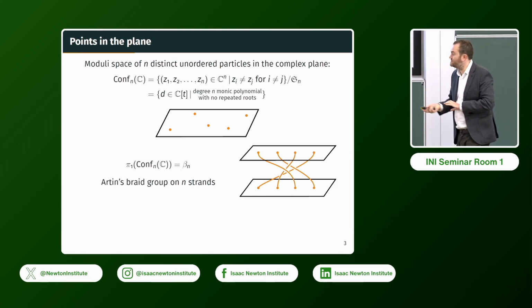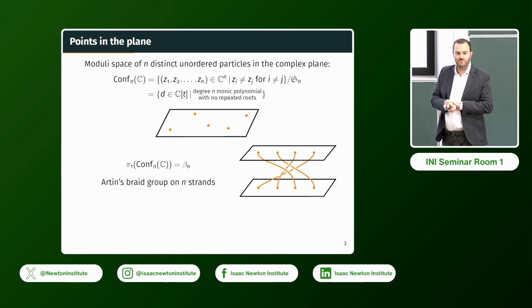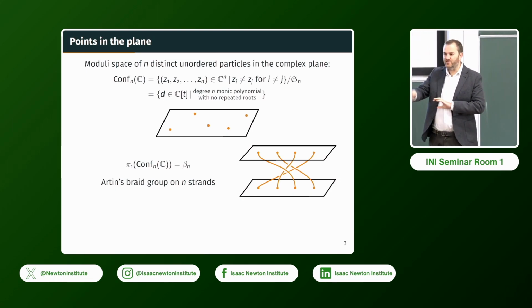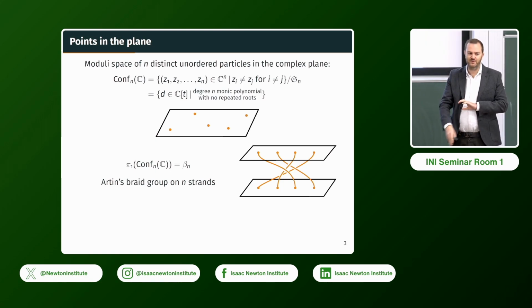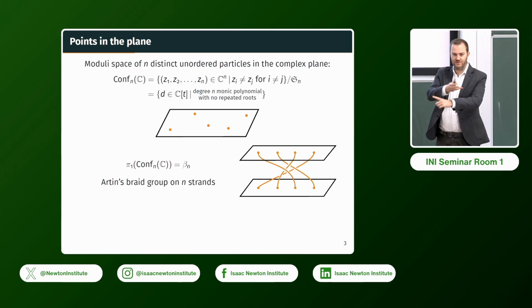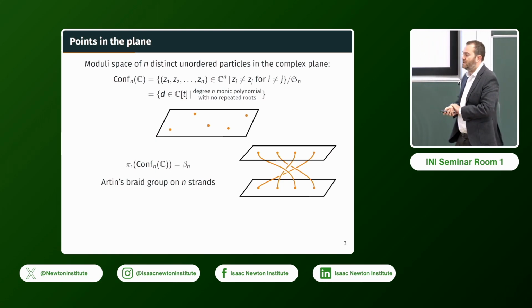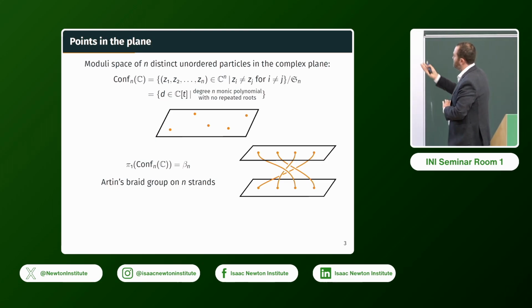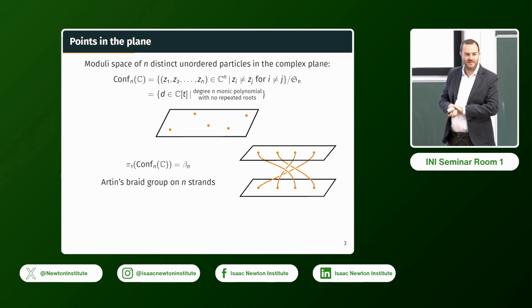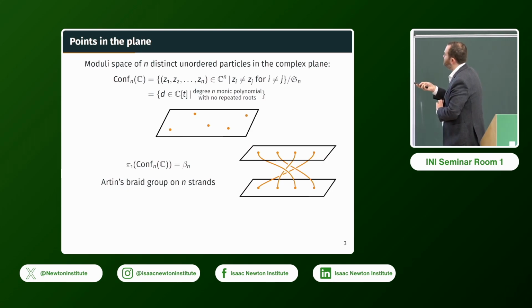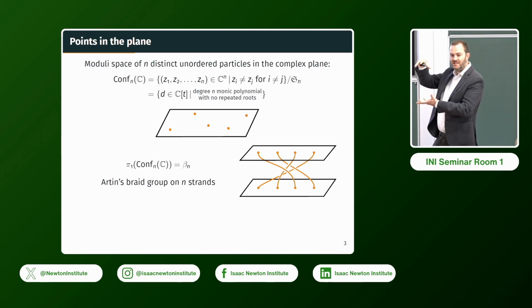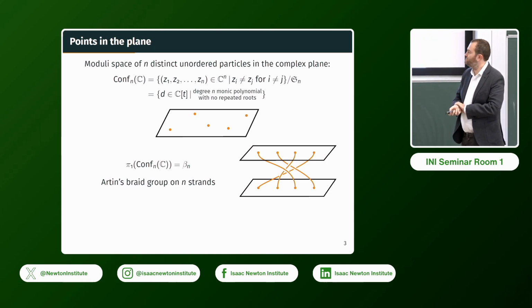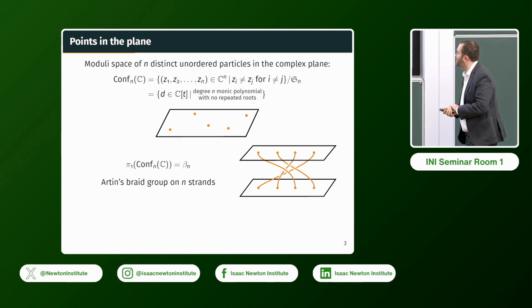So a braid just means a load of strings going from the top to the bottom that always move downwards. They're not allowed to go down and come up again, but they're allowed to wind around each other and so on. And it's just a matter of language, really, that such pictures are loops in the space of configurations. And of course, it's a group because I can take two such pictures and stack them on top of each other. This is known as Artin's braid group.